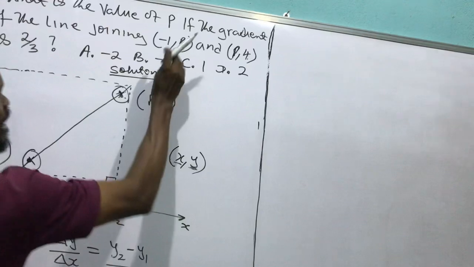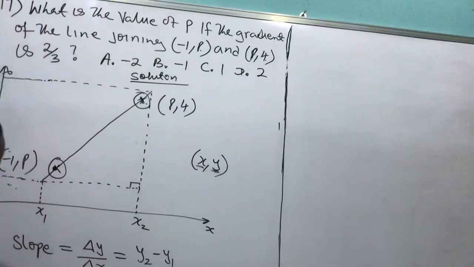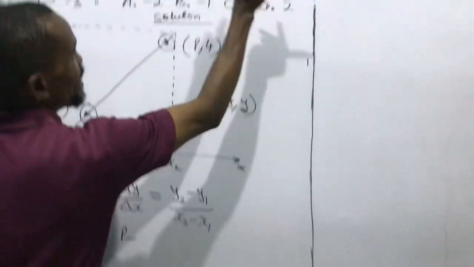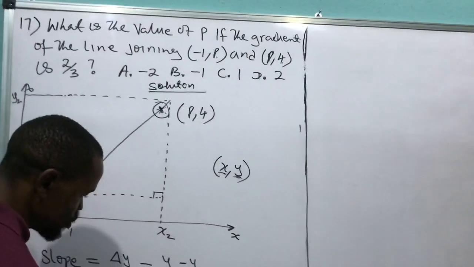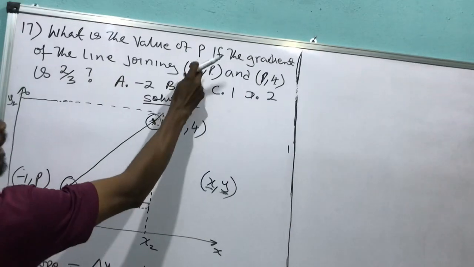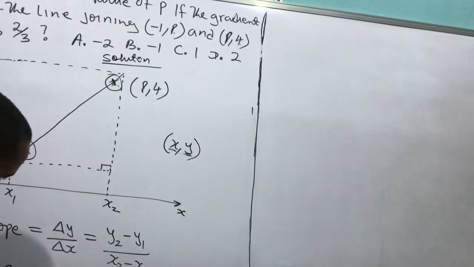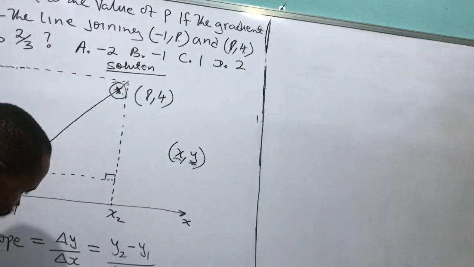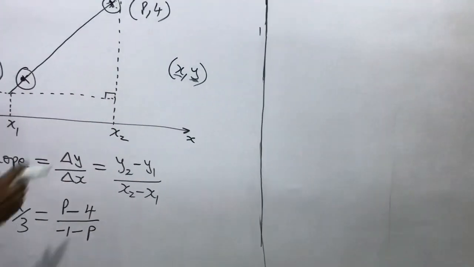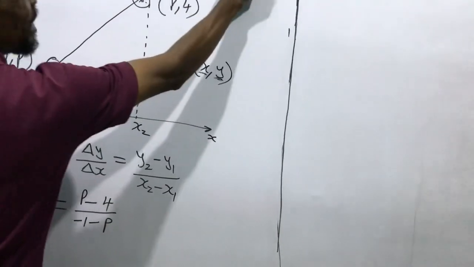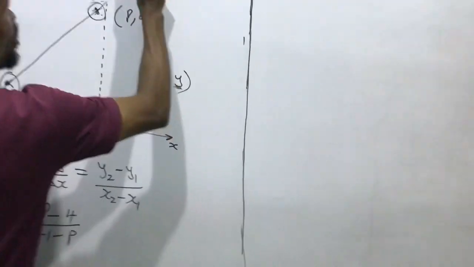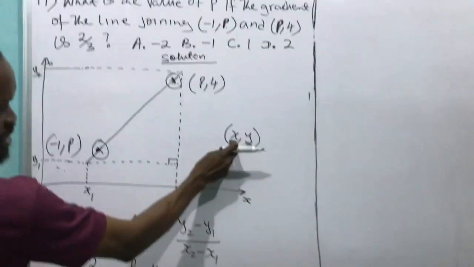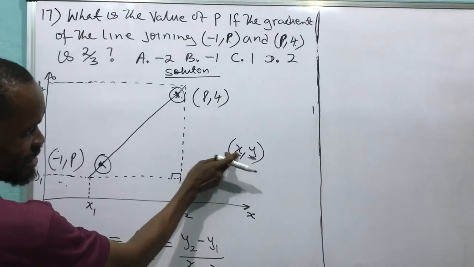So my P is my Y1, minus that is my 4, which is my Y2, all over my X1, minus 1, minus P as my X2. X1 is minus 1, X2 is P, Y1 is P, Y2 is 4. According to this format, X is this and Y is this.